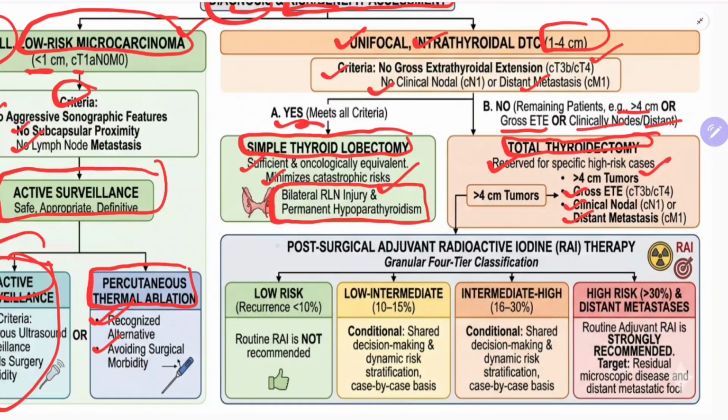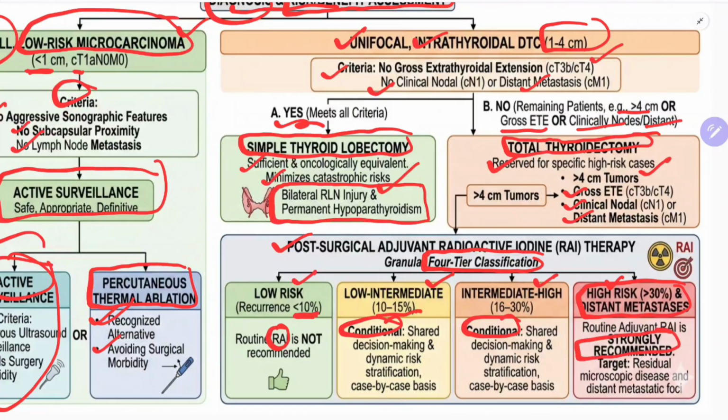Okay. Now, post-surgical adjuvant radioactive iodine therapy should be given. When should it be given? There is a 4-tier classification. First you divide into 4 categories: low risk, low-intermediate, intermediate-high, and high risk, more than 30% and distant metastasis. In low risk, less than 10%, routine radioactive iodine therapy is not indicated. In low to intermediate risk, it is conditional. In intermediate to high risk, again it is conditional. In high risk and distant metastasis, it is strongly recommended.